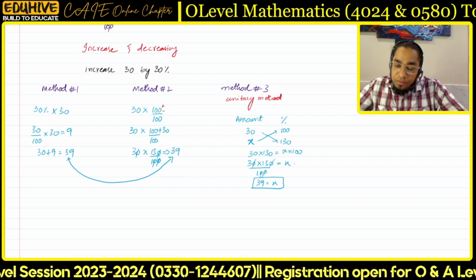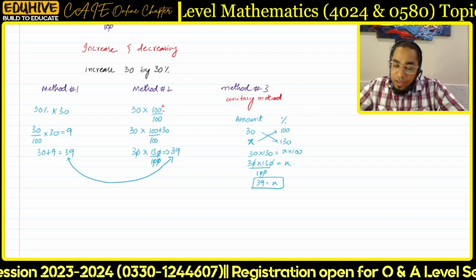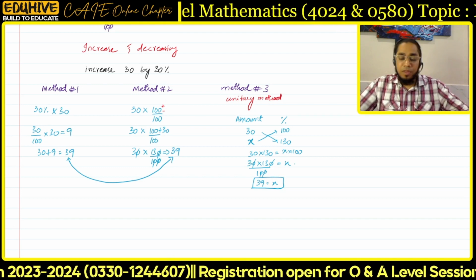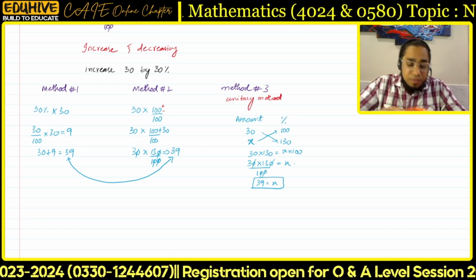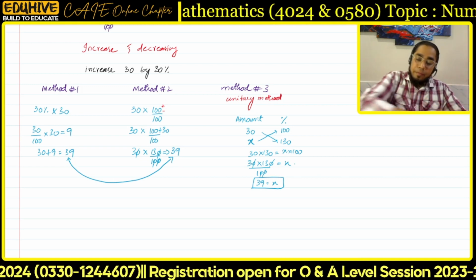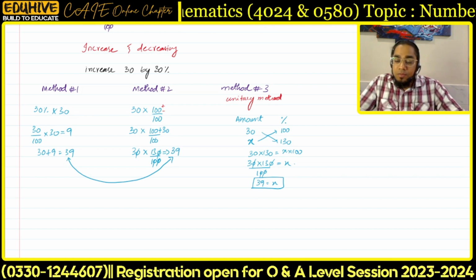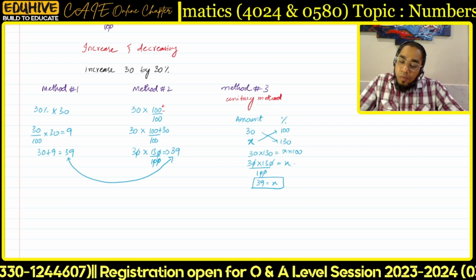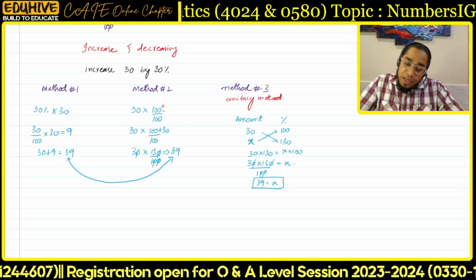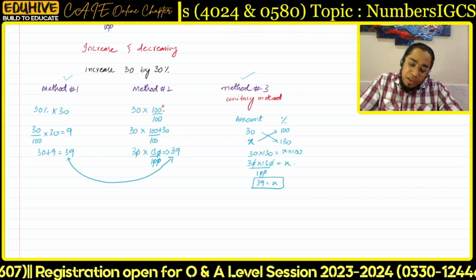Lamia, Maham, and Simra, which method do you think is more convenient for you? The first one, the second one, or the third one? Third. Maham says third. What about Simra? First and third. The third one is easier.